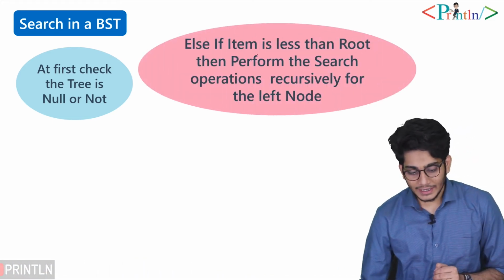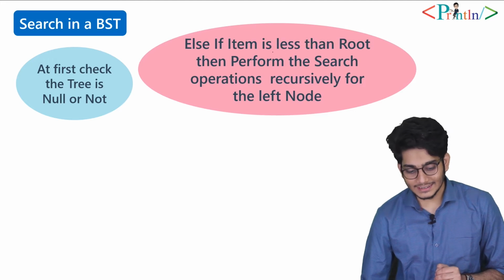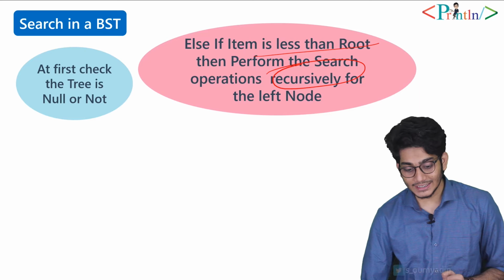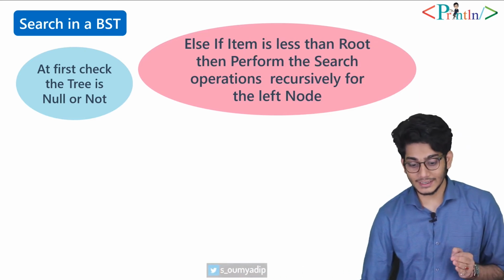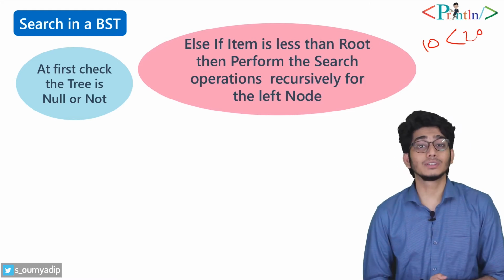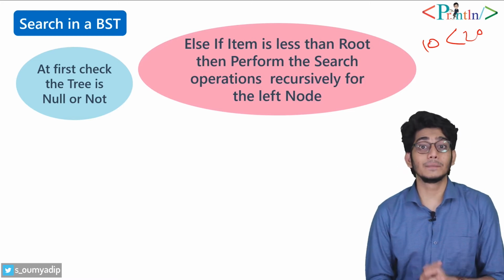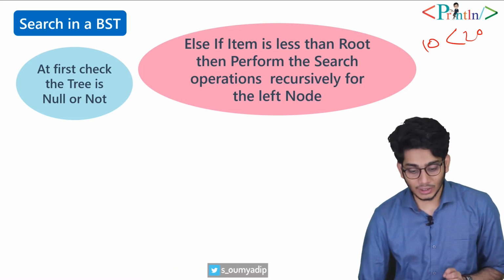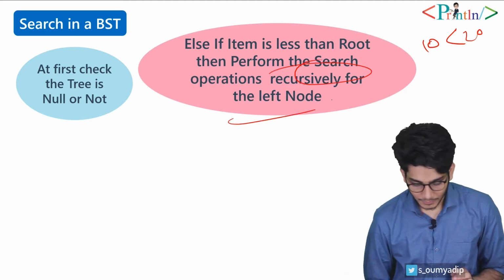Else if the item is less than the root, then we'll perform the search operation recursively for the left node. Let's say that we'll find 10 and the root is 20. According to the rule of BST, the 10 will be in the left subtree of 20. Then we'll perform the search operation recursively for the left node.